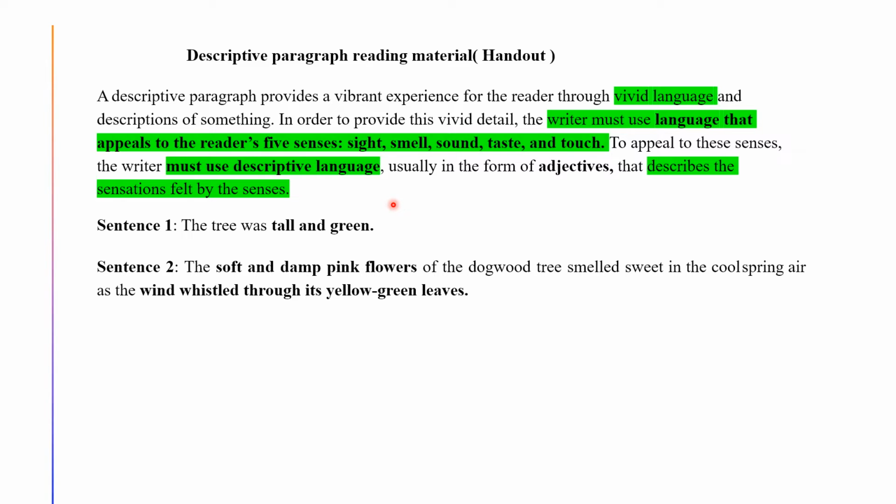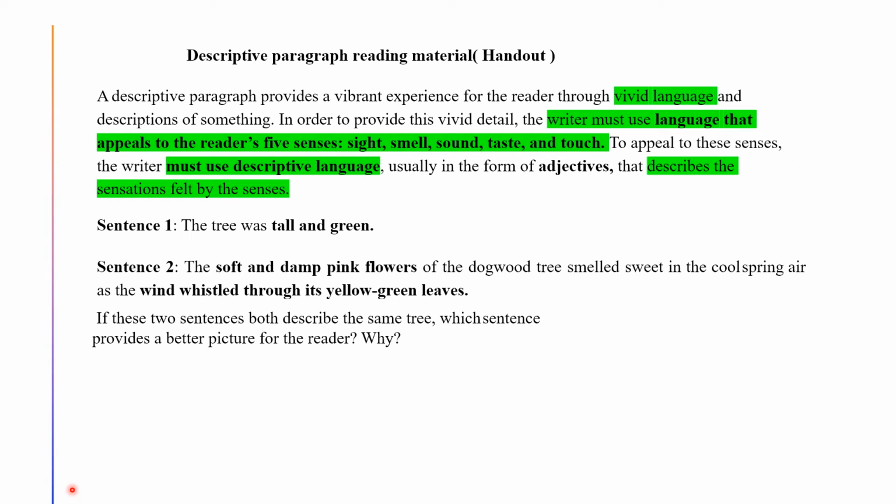Let's further explain it with the help of an example. There are 2 sentences given here. Both are describing a tree. Let's see. First one, the tree was tall and green. Second, the soft and damp pink flowers of the dogwood tree smelled sweet in the cool spring air as the wind whistled through its yellow-green leaves. Did you see the difference?